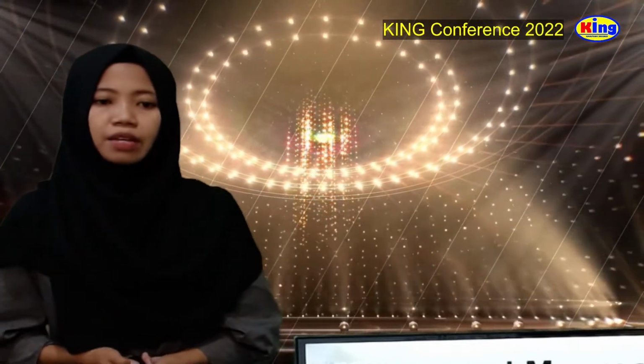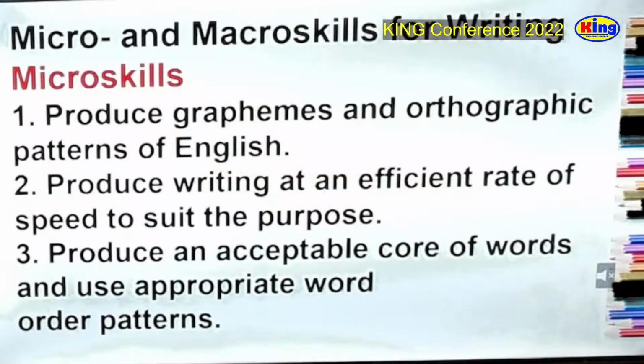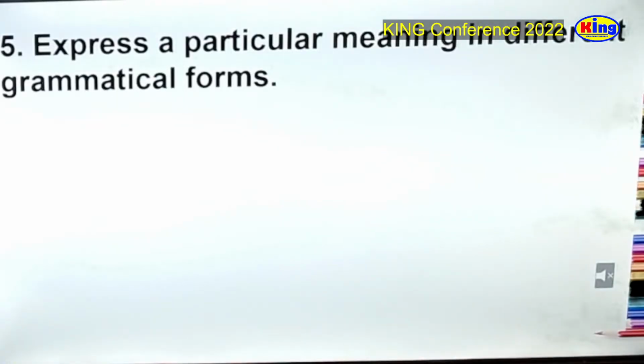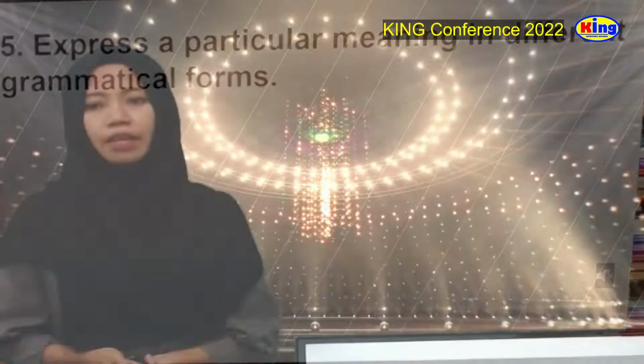Micro skills. First, produce graphemes and orthographic patterns of English. The second one, produce writing at an efficient rate of speed to suit the purpose. And then next, produce an acceptable core of words and use appropriate word order patterns. Number 5, express a particular meaning in different grammatical forms.